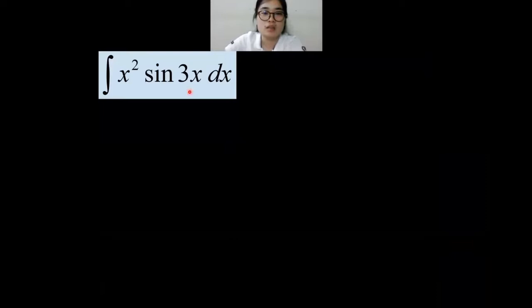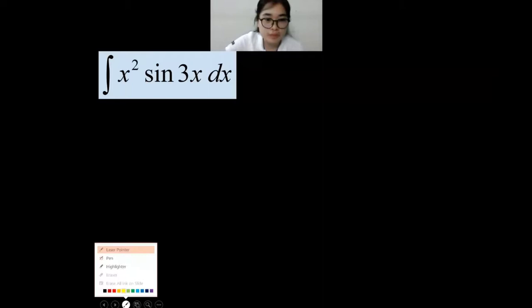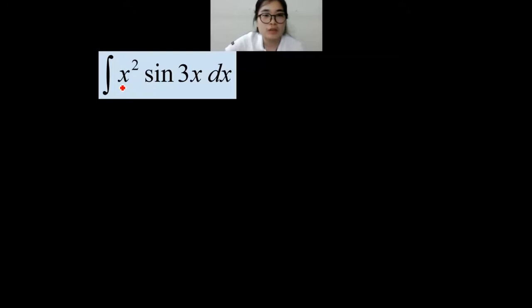Okay, this is the example that I'm going to show. From the previous teacher, we know that we need to choose the u and also the dv. So which one should we use as the u, class? X squared. Yes, x squared. And this one will be the dv. Then what will be the dv? Sorry, what will be the du?